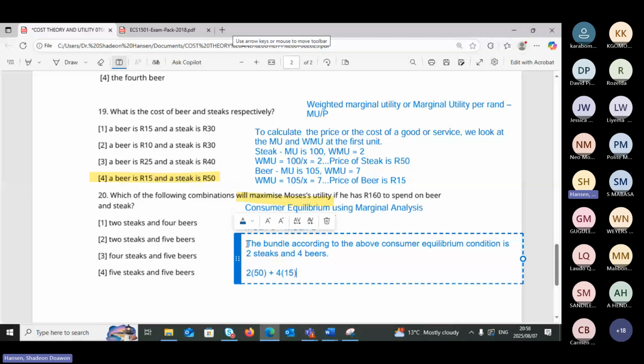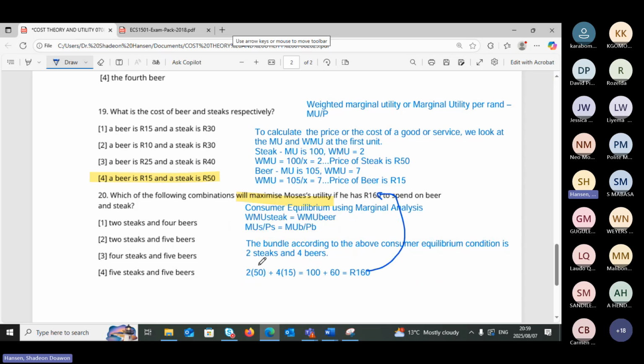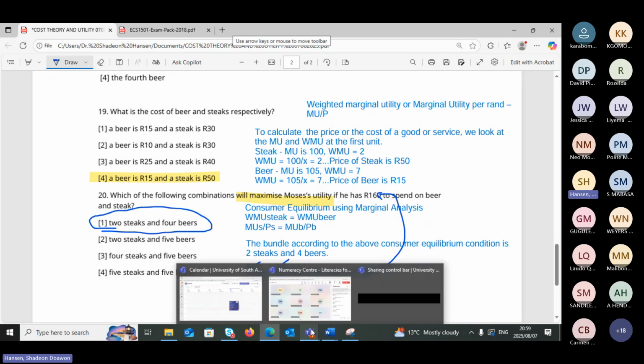Can somebody do that, please? 2 times 50, that's 100, plus 4 times 15, that's 60. 100 plus 60 is 160. And so now you see, that is in fact the bundle for consumer equilibrium, because 2 steaks and 4 beers multiplied by the prices exhausts your income of 160 rand. So that is definitely our consumer equilibrium: 2 steaks and 4 beers. Are we together, students? That is how we would find our answer.